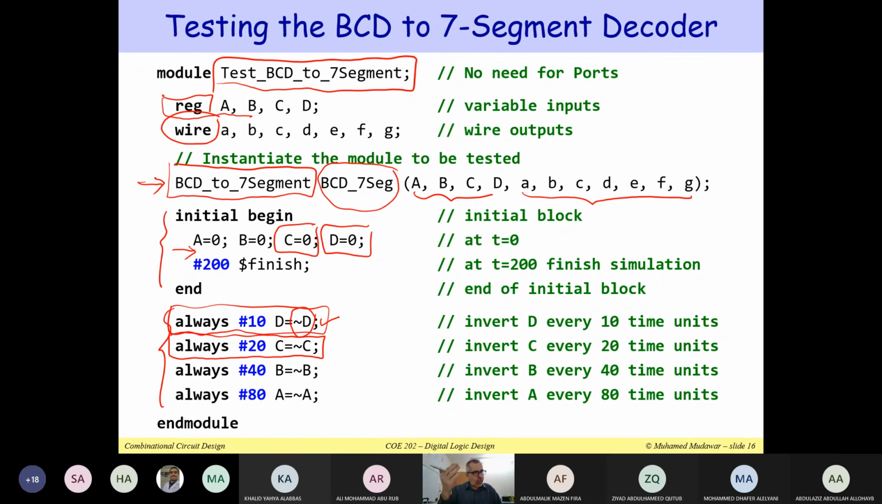And then after another 20 nanoseconds at T equal to 40, it goes back to 0, then 1, and so on. The same thing for B, the same thing for A. But in the case of B, we are delaying it by 40, and in the case of A, we are delaying it by 80. But if we write a test bench like this, now notice that these 4 always statements are running in parallel, as if they actually are 4 parallel statements inside the simulator.